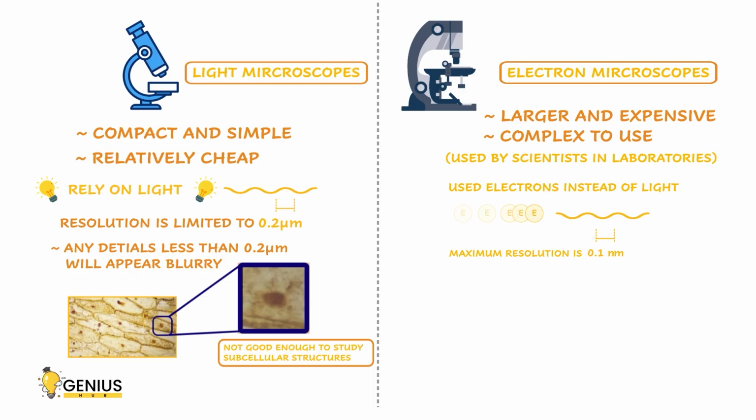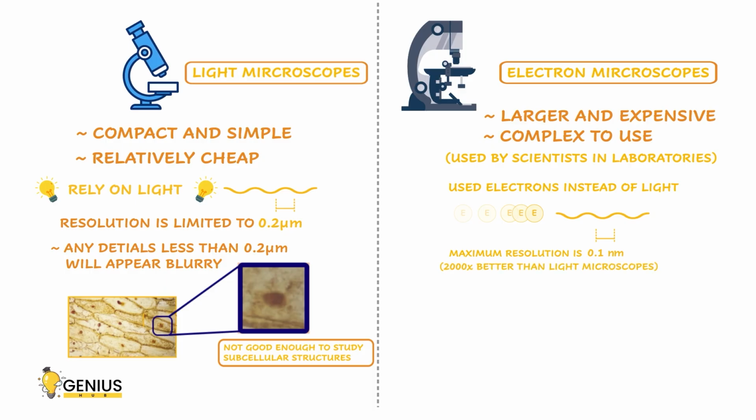When it comes to resolution, smaller values indicate better clarity, allowing us to see finer details. Comparing the resolution of light microscopes, 0.2 micrometers, with electron microscopes, 0.1 nanometers, electron microscopes have a resolution that is 2,000 times better.